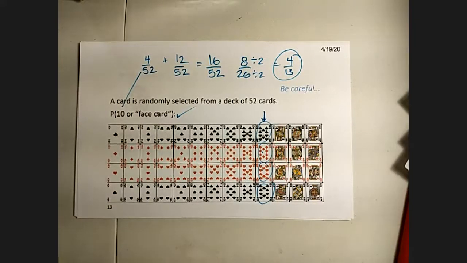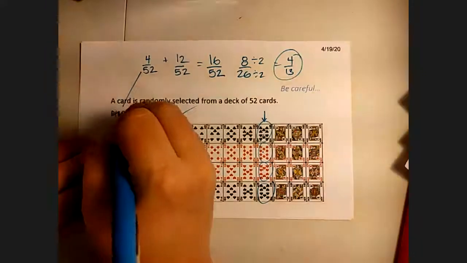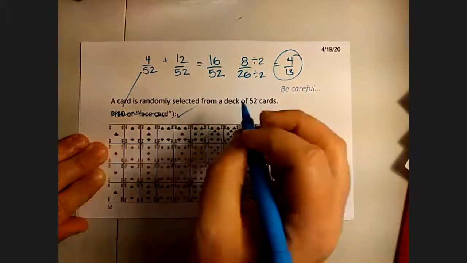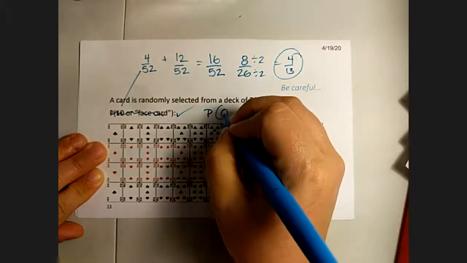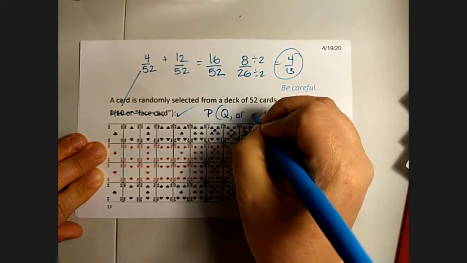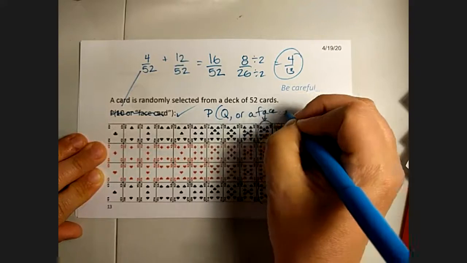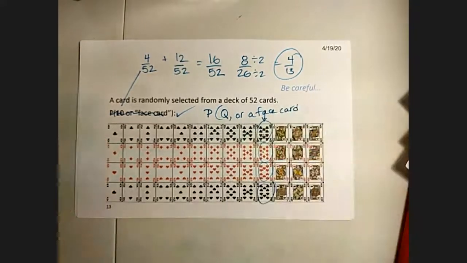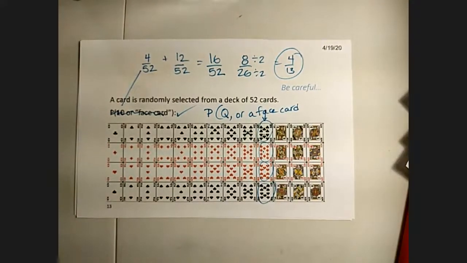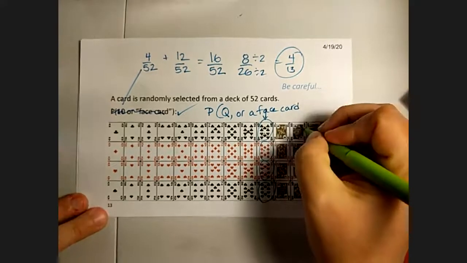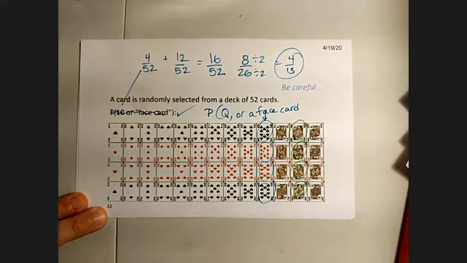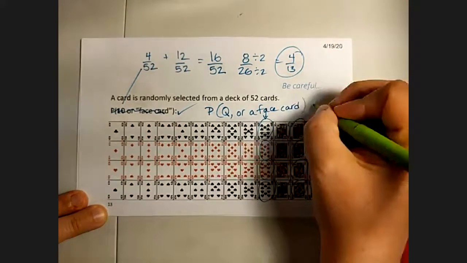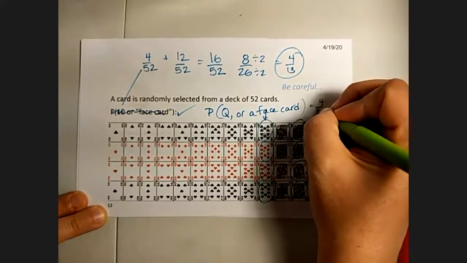But what if the question said, what's the probability that you get a queen or a face card? Okay, so I'm going to use a different color here. The queens are right here. 1, 2, 3, 4. So there's 4 of them again. So we've got 4 out of 52.